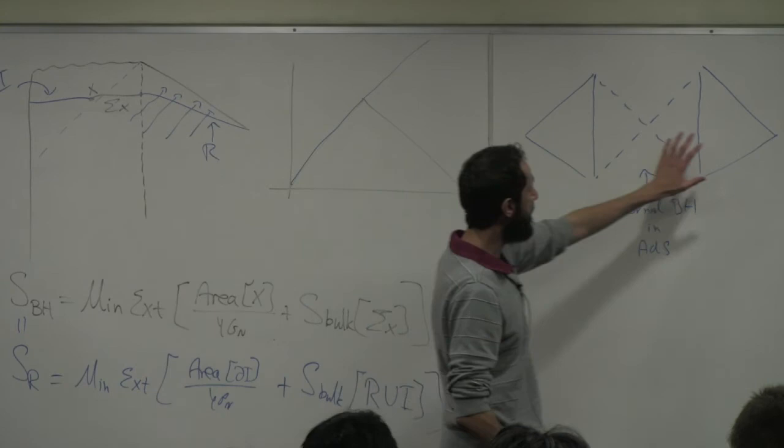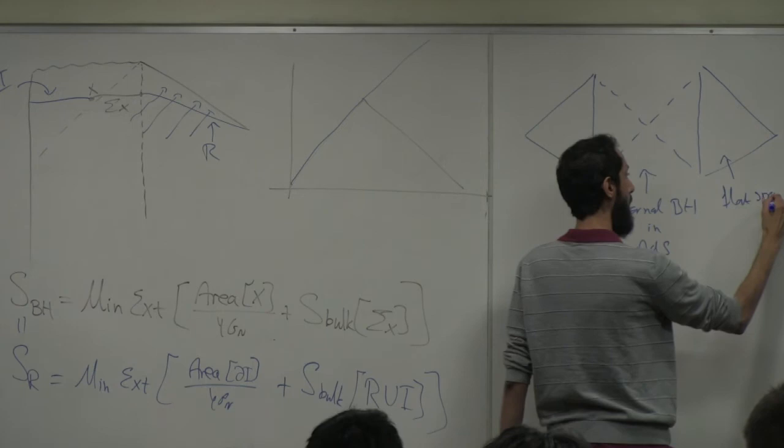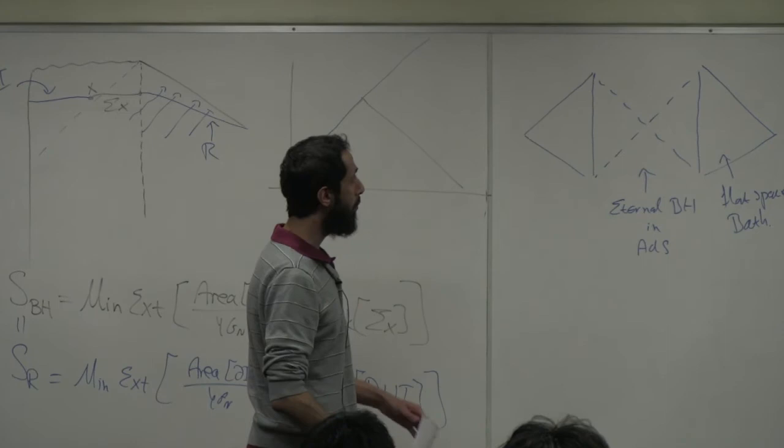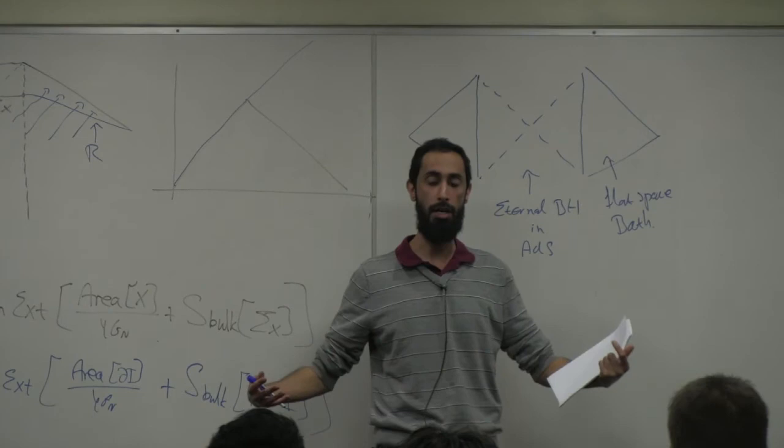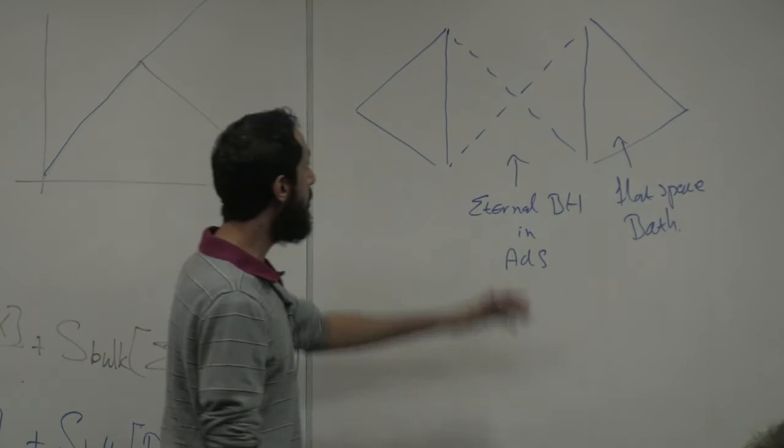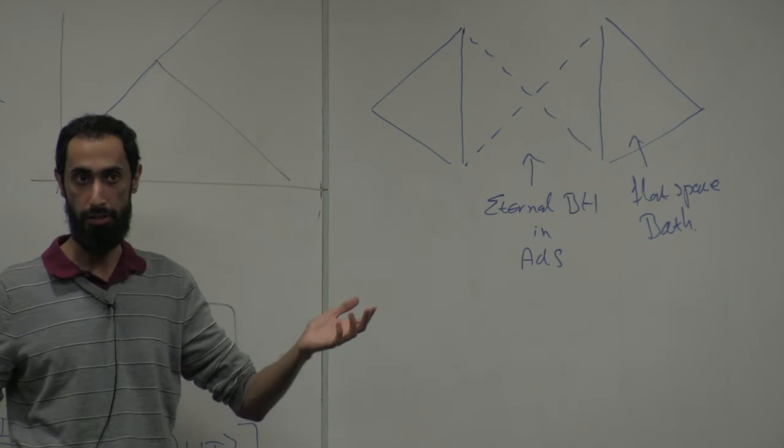Here I've introduced two flat space regions. So flat space bath regions, that's what I'm going to call it, which is initialized in some state where I have radiation coming in, balancing out the Hawking radiation going out. You should think of this as a toy model for an eternal black hole in higher dimensions.